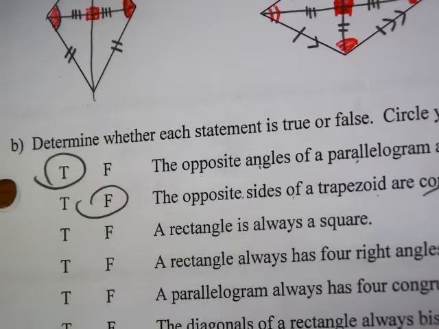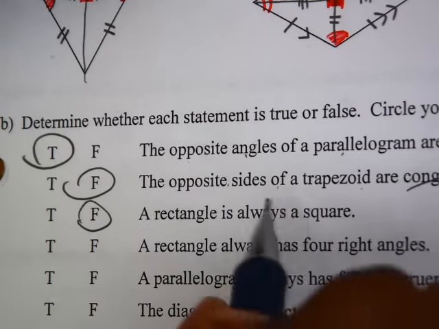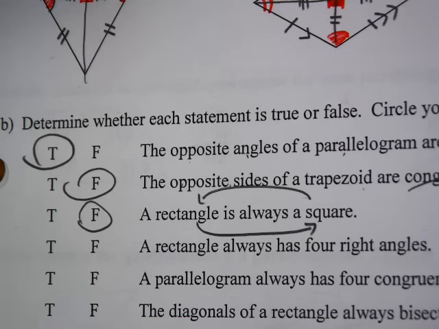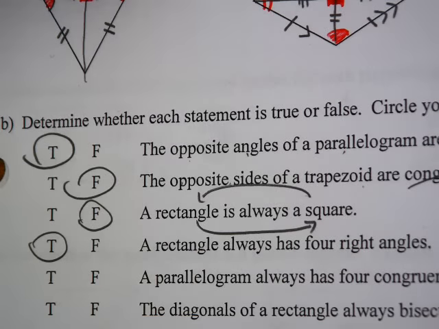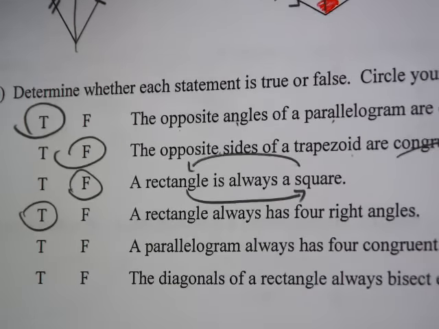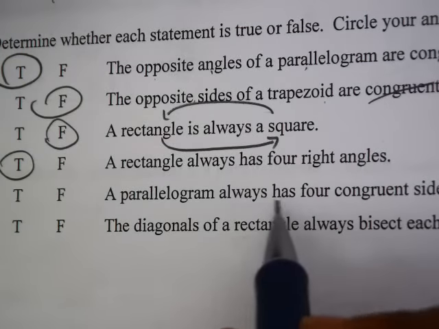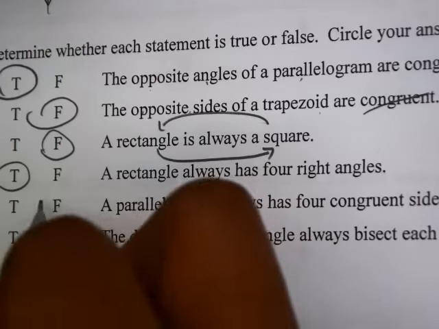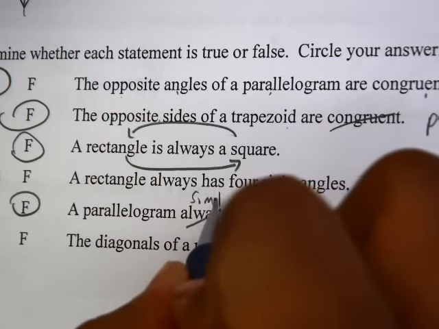A rectangle is always a square. That is false. A square is always a rectangle. A rectangle has 4 right angles. That is definitely true. That's the definition of a rectangle. A parallelogram always has 4 congruent sides. That's false. It doesn't always, only sometimes, if it is a rhombus.